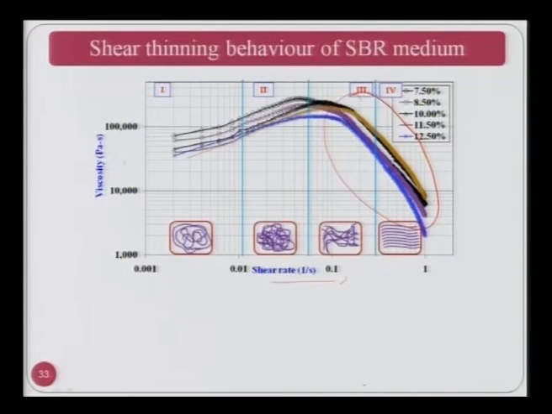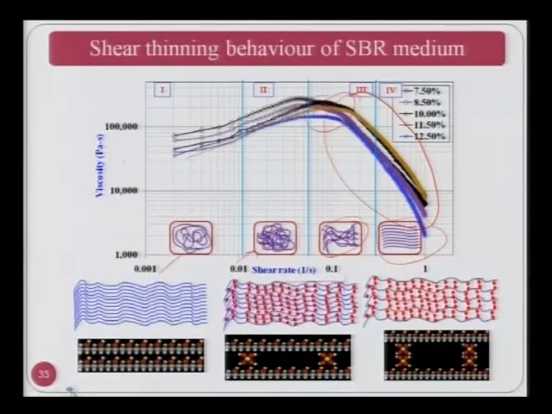Now, really what is happening in the polymer is shown over here. You can see the polymer chains are entangling, and once the shear rate further increases, they start breaking and shear thinning takes place. So these figures are also interesting and important to explain the shear thinning behavior. This further one shows the various behavior of the SVR medium at different shear rates.